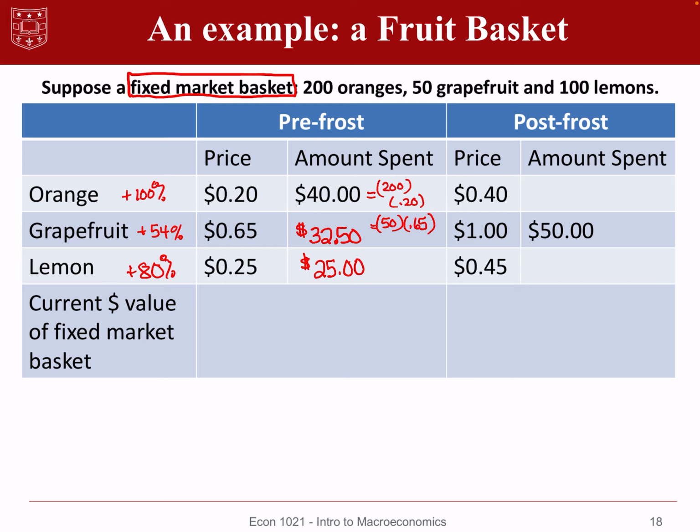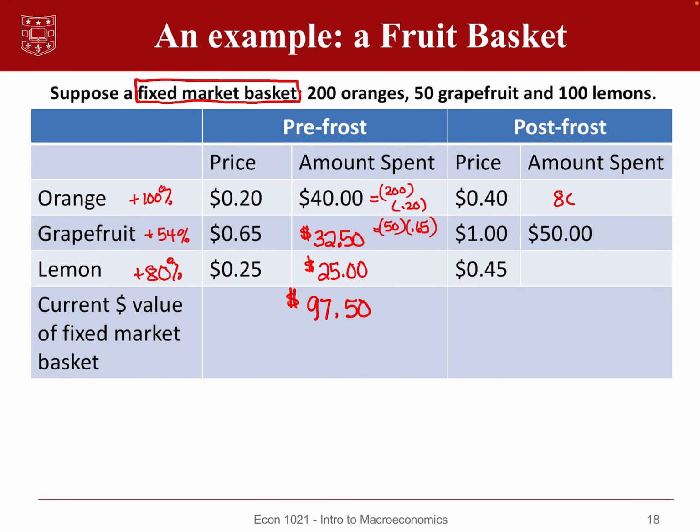So what is the current value of this fixed market basket? Well, we just add these things up. So we come up with $97.50. We do the same thing for the post-frost period. We would have $80 spent on oranges, $50, of course, spent on grapefruit, and you would have $45 spent on lemons. And so if we add this all up, we're going to come up with the total spending of $175.